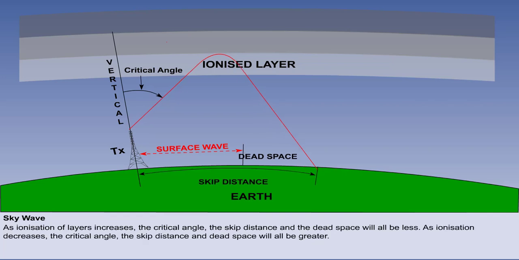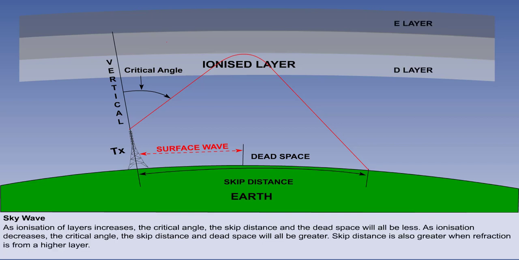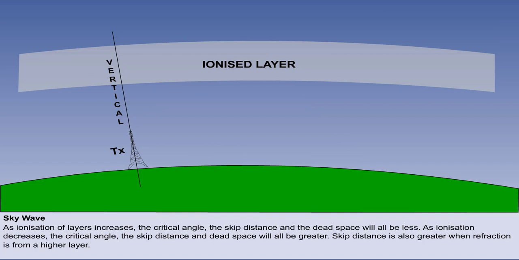When ionization decreases, the critical angle will be greater, the skip distance will be greater, and so will be the dead space. By a simple application of the angles of incidence and reflection, we can also see that skip distance increases when the radio wave is refracted from higher up the ionosphere, such as from layer F1 rather than layer D. Another relevant factor in the refraction of radio waves is the frequency of the radio wave.